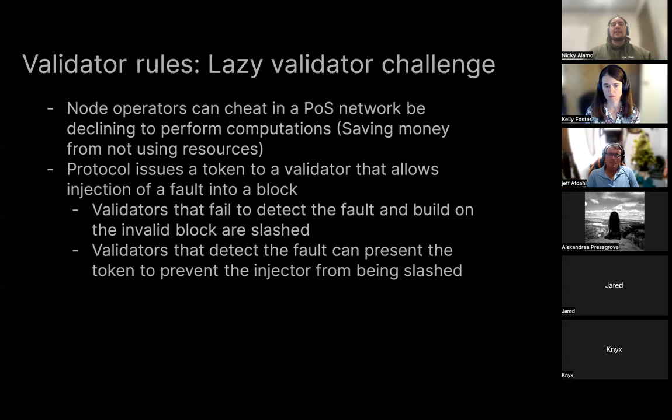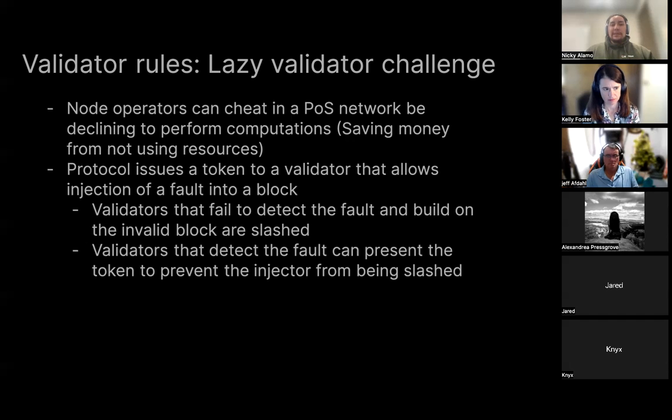Validator rules again. So this is the lazy validator challenge. What happens in a lot of different proof of stake networks is that there are ways for a validator to game the network. There's ways for validators to kind of game the network. And the way they go about this is, instead of dedicating full computation power and full resources, they withhold a little bit of that computation or throughput or whatever it is that's costing them money. So the idea is that they're increasing their profit.